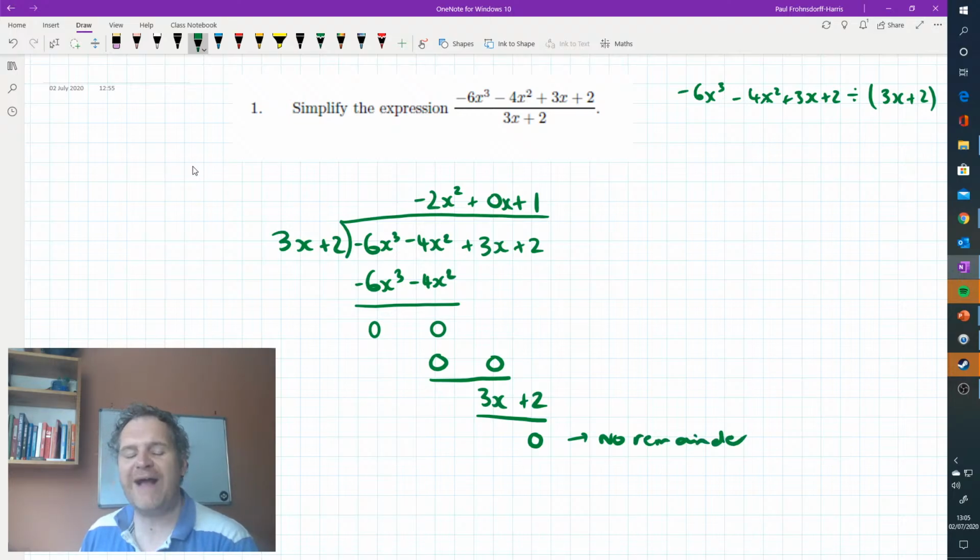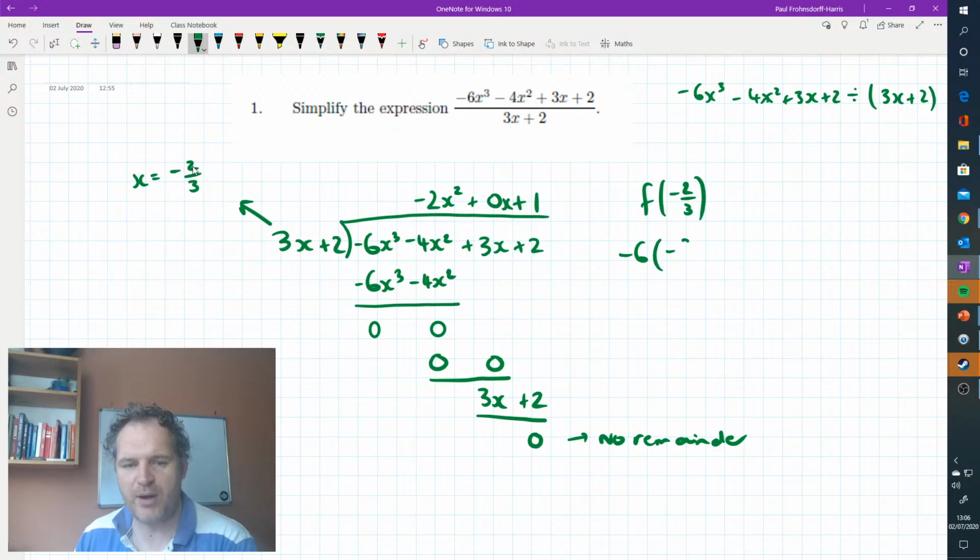Now, the factor theorem says that if it's got 0 remainder, that would be a factor. We can verify this. The factor theorem states that if there's no remainder, x equals minus 2/3 must be a factor. And if we put this in, f of minus 2/3, we can put minus 2/3 in as every value of x.